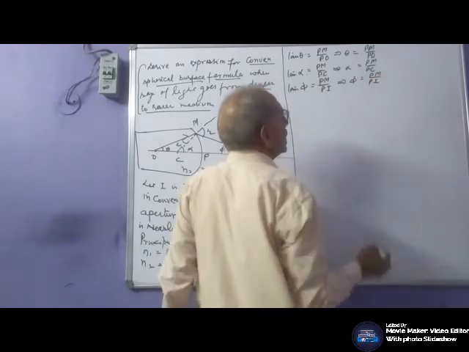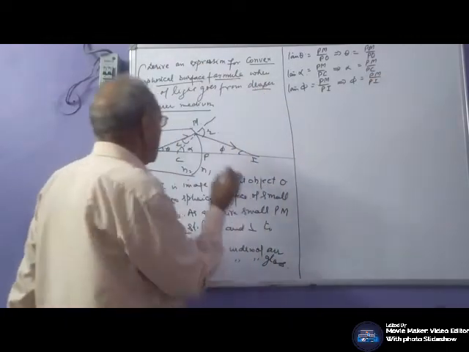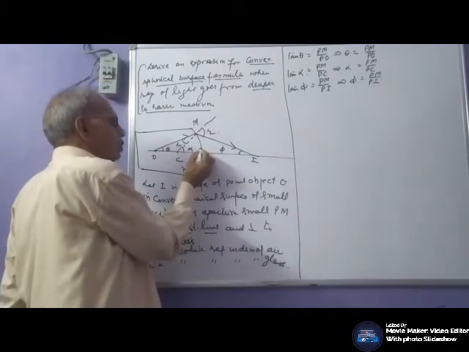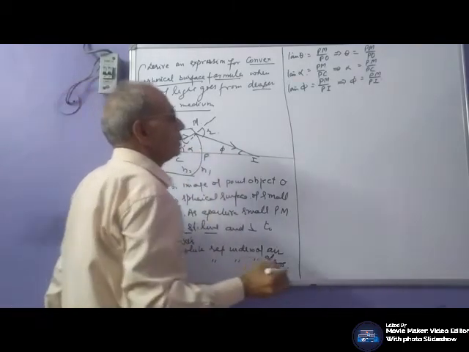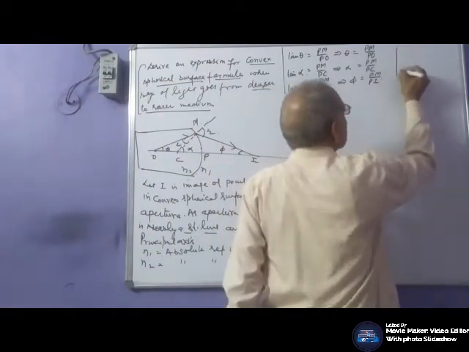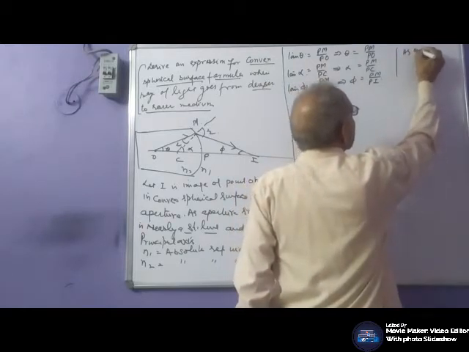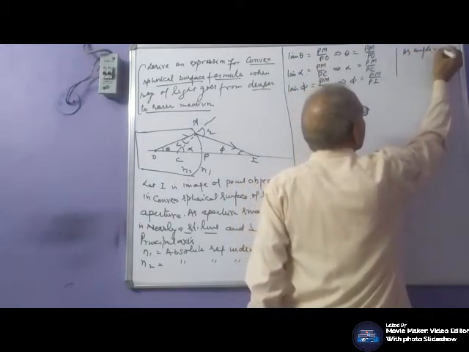Why are these angles small? As the aperture is small and the point is nearly here, imagine theta, alpha, phi as very small angles.